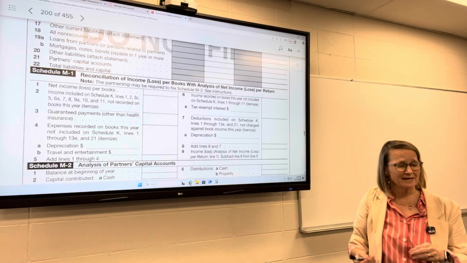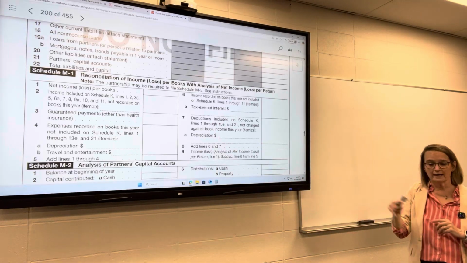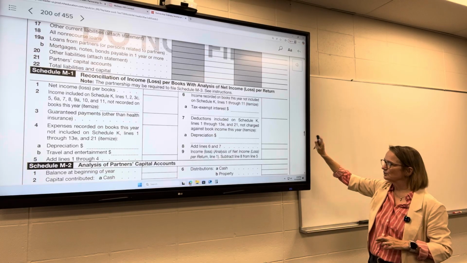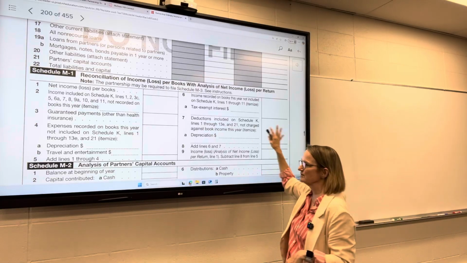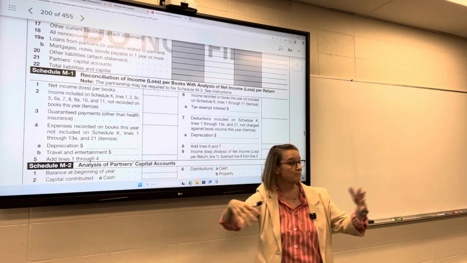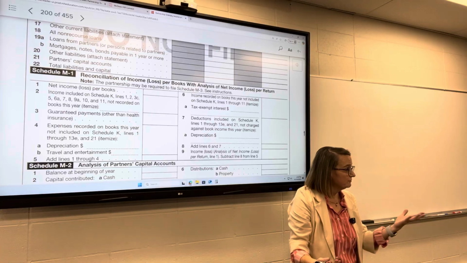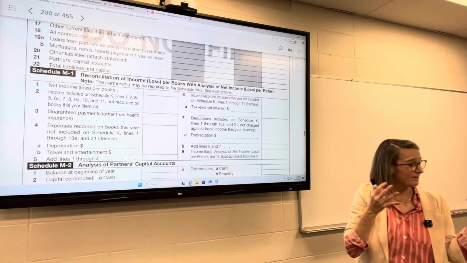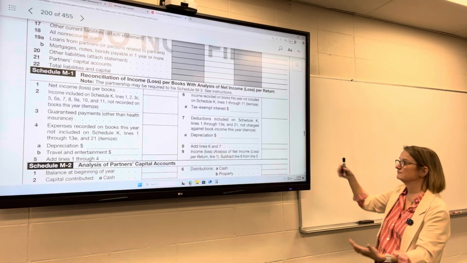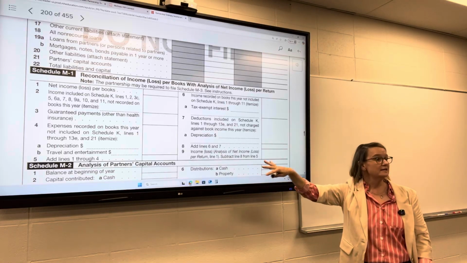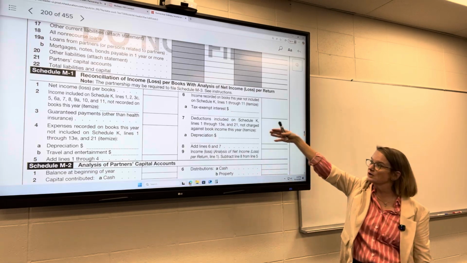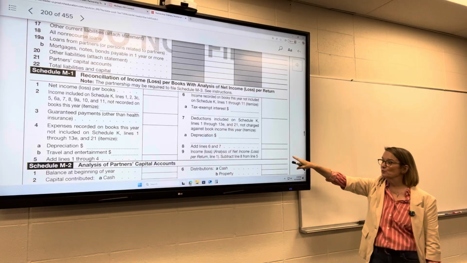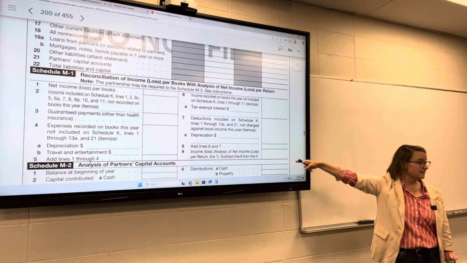I would always find doing the M1s always created a lot of anxiety for me, trying to figure it out, because some of these things are added, some of them are subtracted, all these differences. Remember, meals are only 50% deductible for tax purposes, but they are 100% expensed on the financial statement. So we've got all these differences between tax and financial accounting, and this M1 reconciles those two. So you start out with the net income per books, make all these adjustments, end up with the income or loss per the tax return.